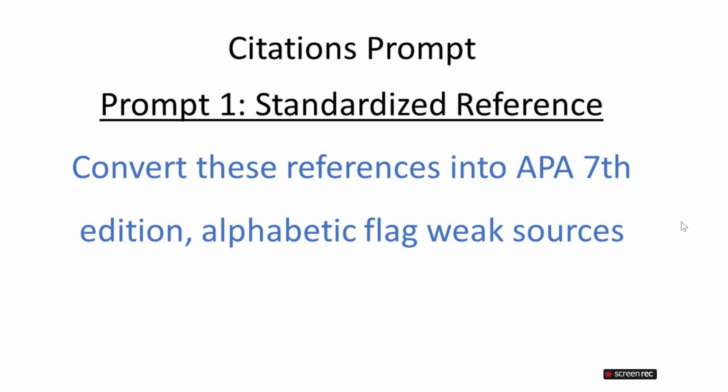Now the next prompt here is the citation prompt. You want to standardize your references. Say you've already generated the references and they are in a different format, say MLA or Vancouver, and you want them in APA. You can tell ChatGPT to help you write them in APA format, and it will do that seamlessly for you.